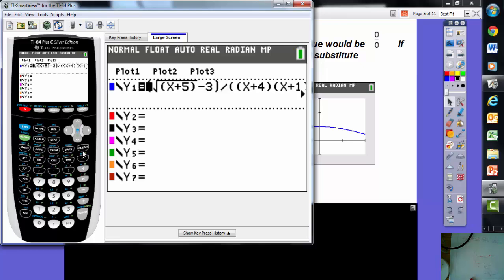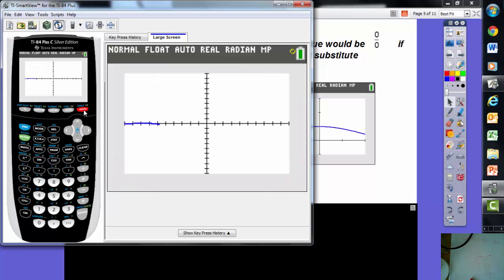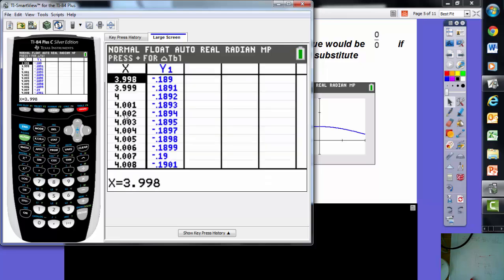Okay, so make sure we're in radian mode. Sine of x divided by x, and we're going to look at the graph. Now it looks like it gets close to 1. It actually looks like it equals 1, but it can't equal 1. So then we go to the table and we investigate.